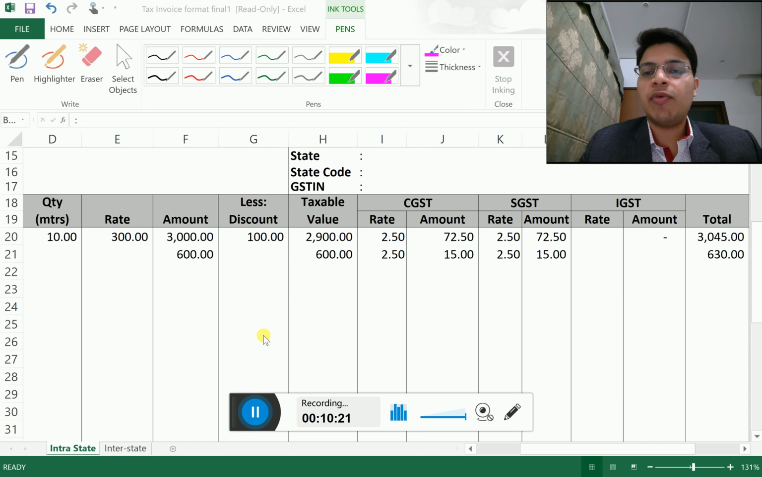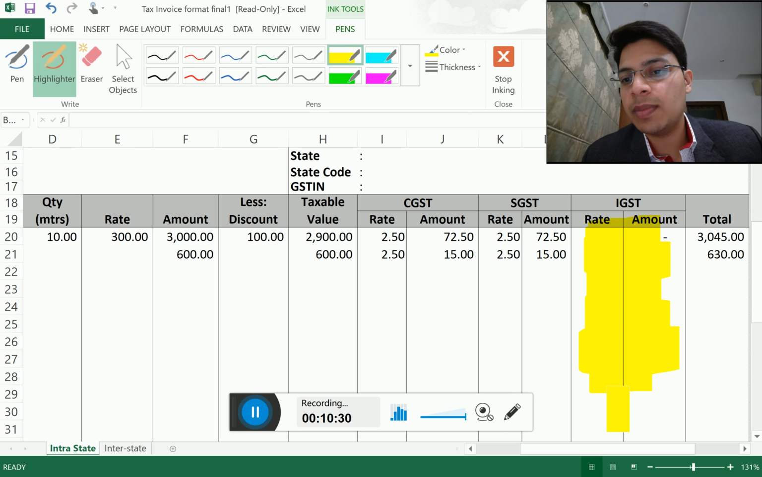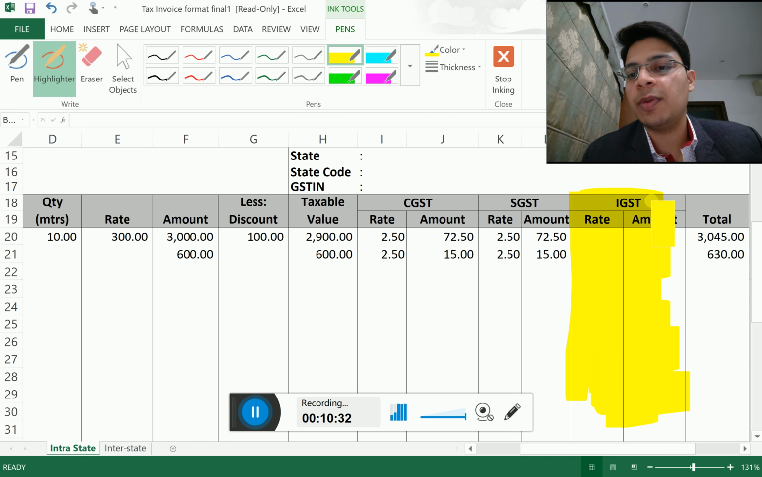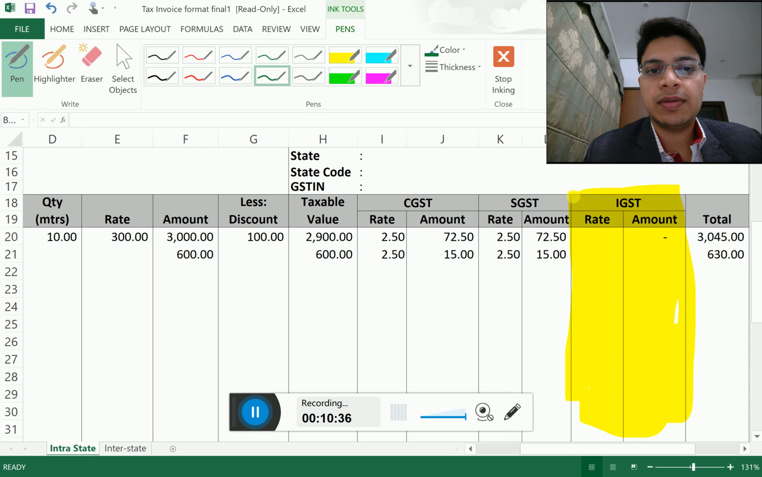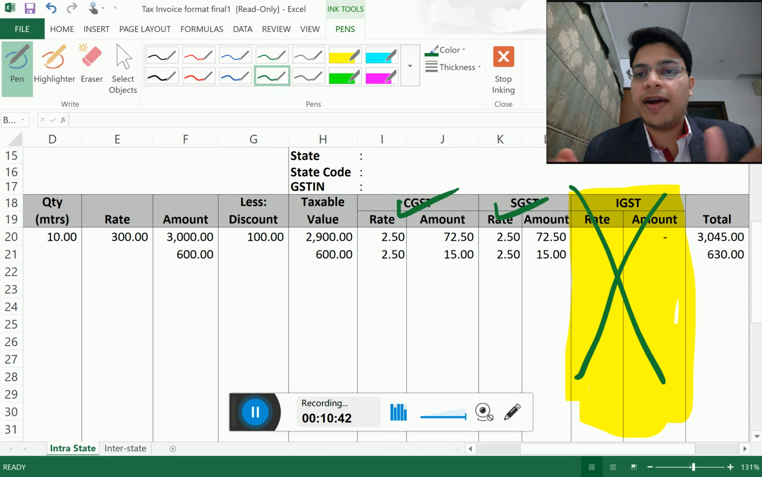so this is an invoice of intrastate supply, and you can see that in intrastate everything is same. The only difference is the IGST column is blank, because IGST column will be filled up only in case of interstate supply. So no IGST column, CGST and SGST column will be filled, and the rate of 5% will be divided 2.5%, 2.5% for CGST and 2.5% for SGST.